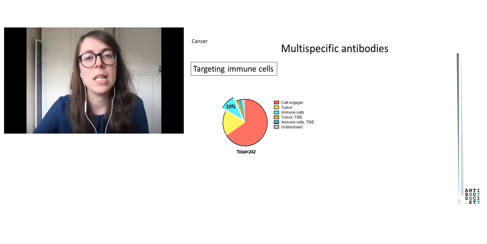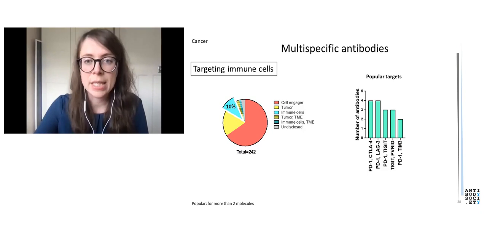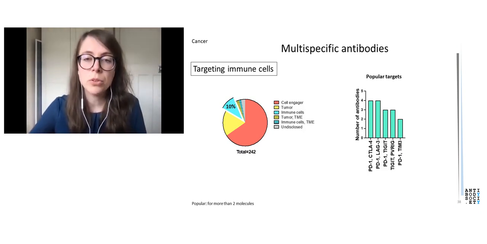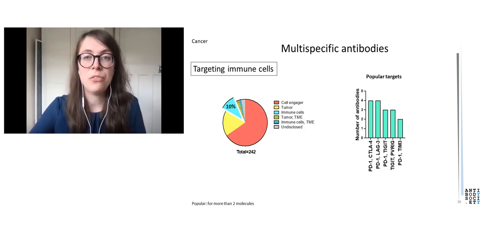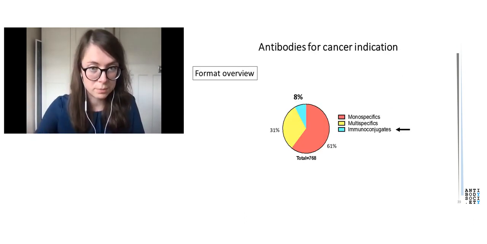Antibodies targeting immune cells only. These account for 10% of the multispecific groups. And if you look at the targets, most of them involve combinations of PD-L1 with other molecules, such as CTLA-4, LAG-3, TIGIT, TIM-3, and this is to further fine-tune that immunomodulatory effect.